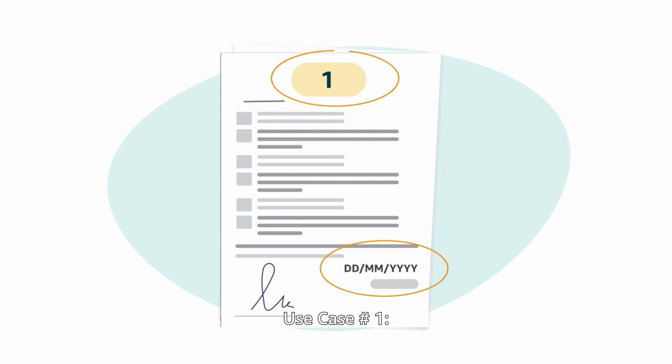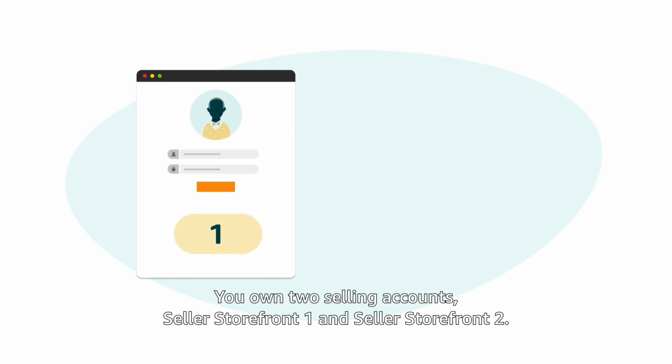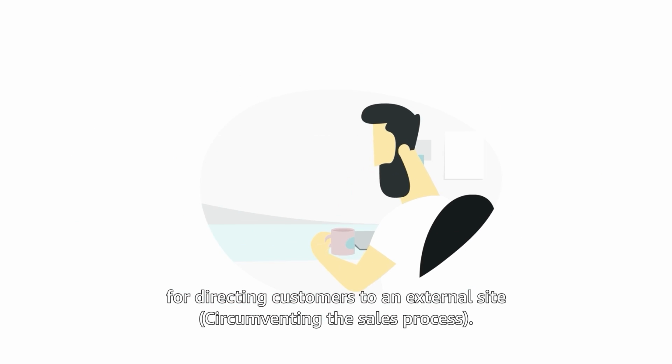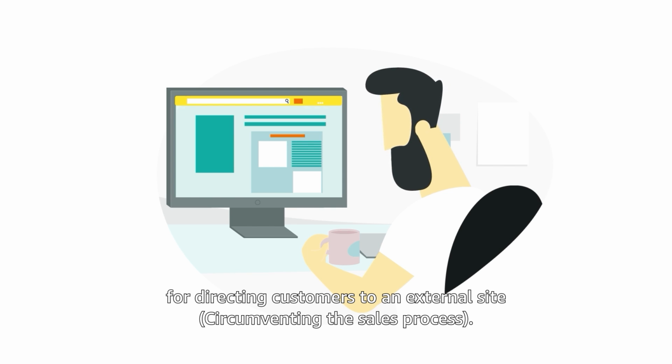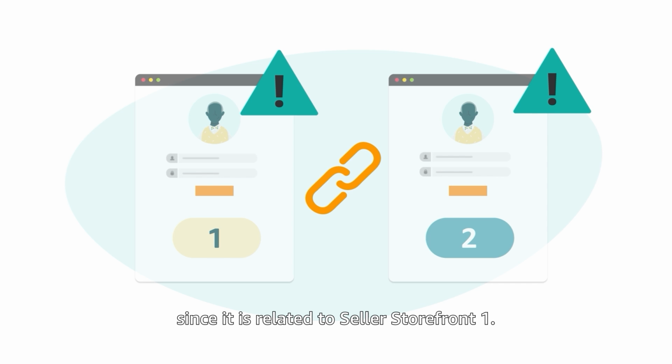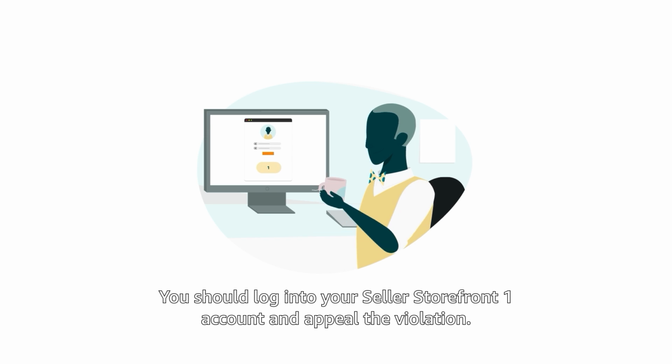Use case number 1. You own two selling accounts, Seller Storefront 1 and Seller Storefront 2. Seller Storefront 1 receives a deactivation notice for directing customers to an external site, circumventing the sales process. You then receive a deactivation notice on Seller Storefront 2 since it is related to Seller Storefront 1. You should log into your Seller Storefront 1 account and appeal the violation.